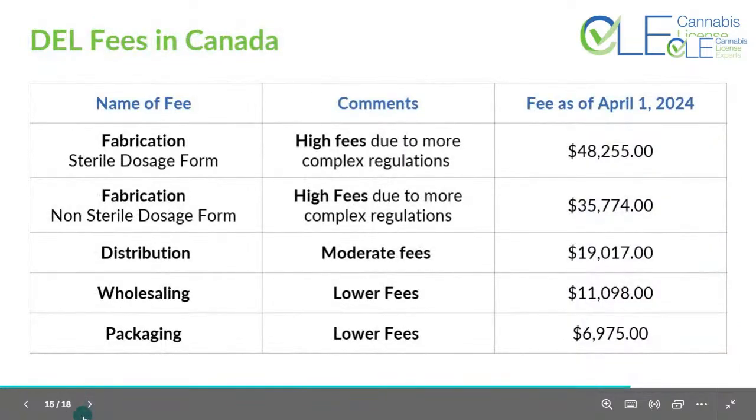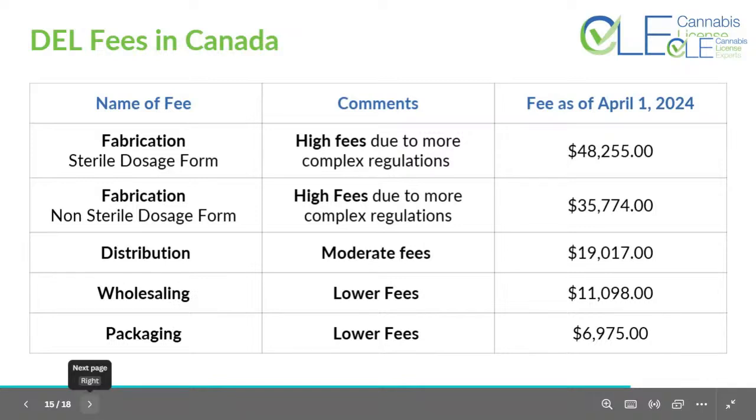Moving on. So fees for Dells are definitely a consideration. If we start at the bottom of the list, actually, the ones that are probably the most touchable price points, your packaging and your wholesaling. For those two, as long as you're not producing anything and you're strictly getting that product out your building via shipments, you're looking at, for packaging only, $7,000, give or take, and then your wholesaling coming in at $12,000.